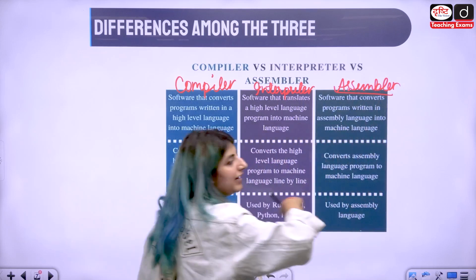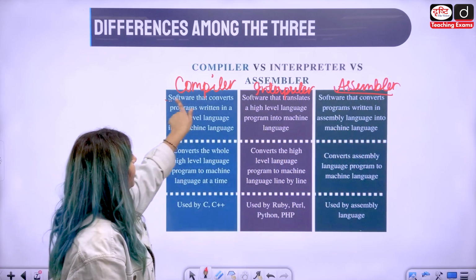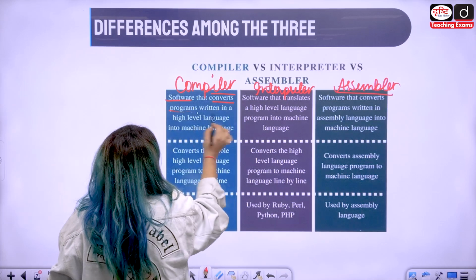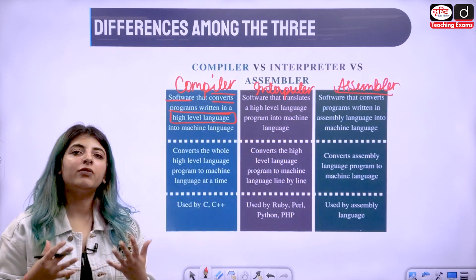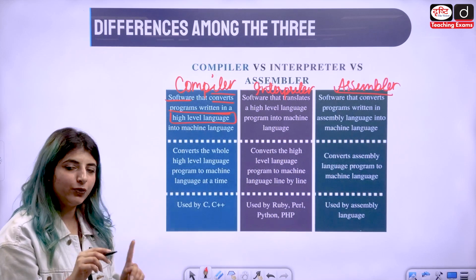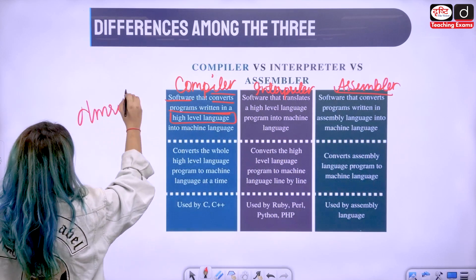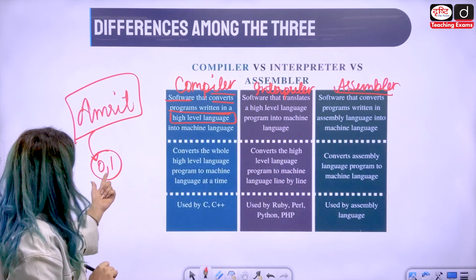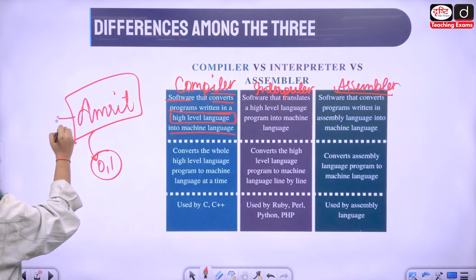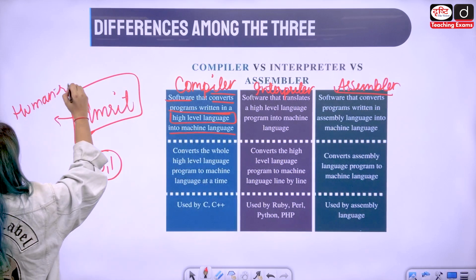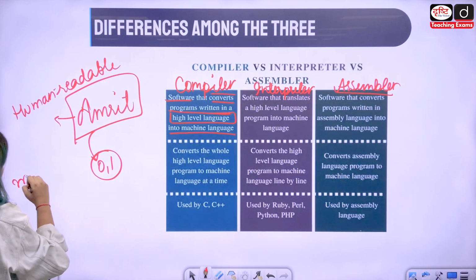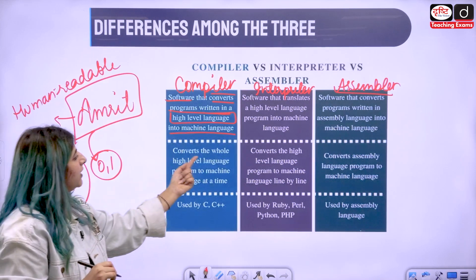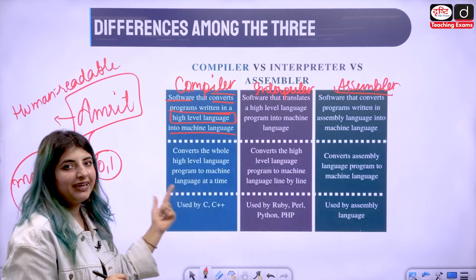Assembler, the name suggests, it will convert assembly language into machine language. Now all of them are software which are installed in our computer systems. Compiler will convert the program written in high level language. So whatever human readable input is provided to the computer, as I already told you, if I am writing Amrit, it will first of all convert it into binary digits, human readable input into machine language. So this is human readable, and this is machine language. Correct? It converts the whole high level language program into machine language at a time.